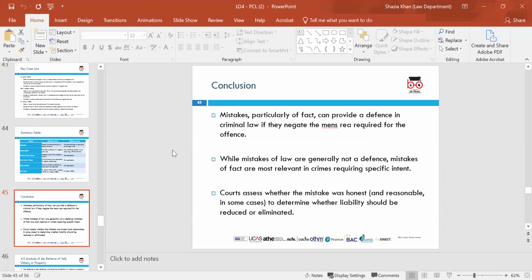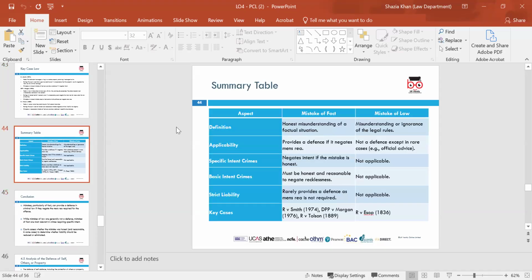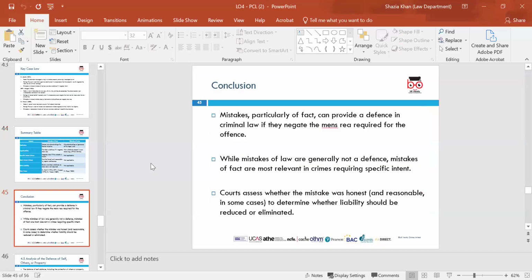So in conclusion, the summary table identifies mistake of fact and mistake of law with reference to the definition, applicability, specific intent crimes, basic intent crimes, strict liability, and looks at key cases as well. In conclusion, mistakes, particularly of fact, can provide a defence in criminal law if they negate the mens rea required for the offence. While mistakes of law are generally not a defence, mistakes of fact are most relevant in crimes requiring specific intent. Courts assess whether the mistake was honest to determine whether liability should be reduced or eliminated.